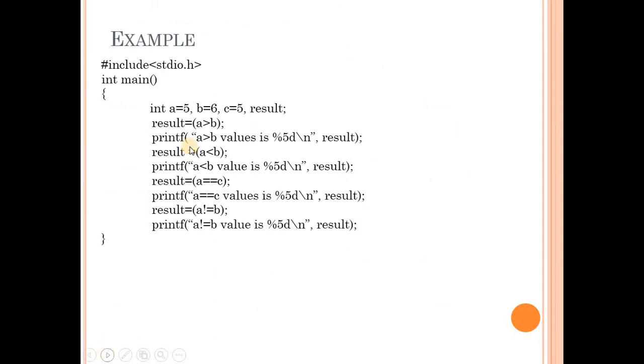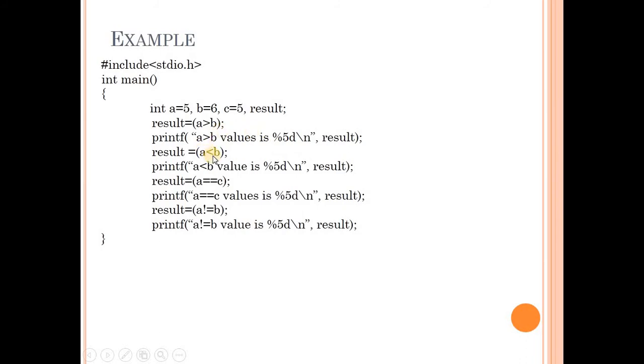So whenever you write result is equal to a greater than b, what is a greater than b? 5 greater than 6. Is it true or false? False. So what is the outcome of a greater than b? 0. So 0 is stored in result. And next we are asking what is the value of a greater than b. It will be 0. See here we have written %5d. What does this 5 represent? It gives 5 spaces between the values which you are going to print.